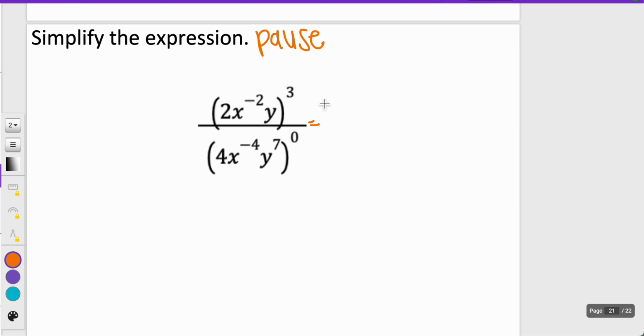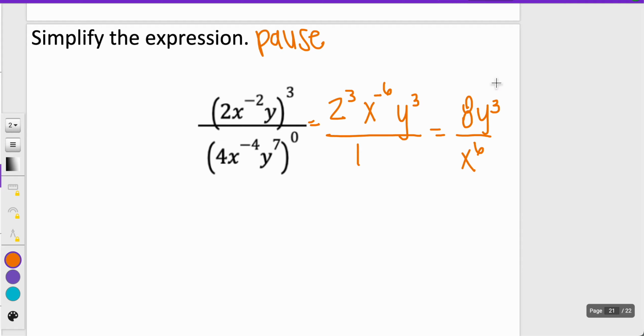Alright, first thing I did is I'm going to distribute, excuse me, my exponent inside everything in the parentheses. So I've got 2 to the 3rd, and then x to the negative 6th, and y to the 3rd, over everything here is going to be to the 0 power, which just gives me a 1. Now I'm ready to simplify. 2 to the third is 8. X to the negative 6 needs to come down here in the bottom to be positive, and y to the third can stay on the top. Nothing else to be simplified, so 8y to the third over x to the 6 is my final answer.